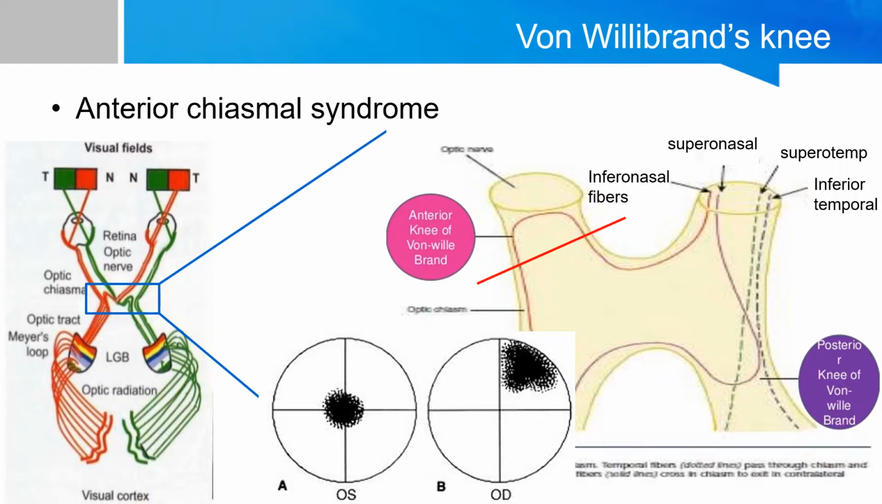The resulting deficit is typically called the junctional scotoma, which is a combination of central scotoma or blindness of the ipsilateral eye plus a superotemporal quadrantanopsia of the other eye. Typically, I like to think of this as blind in the ipsilateral eye plus a pie-in-the-sky deficit in the contralateral eye.